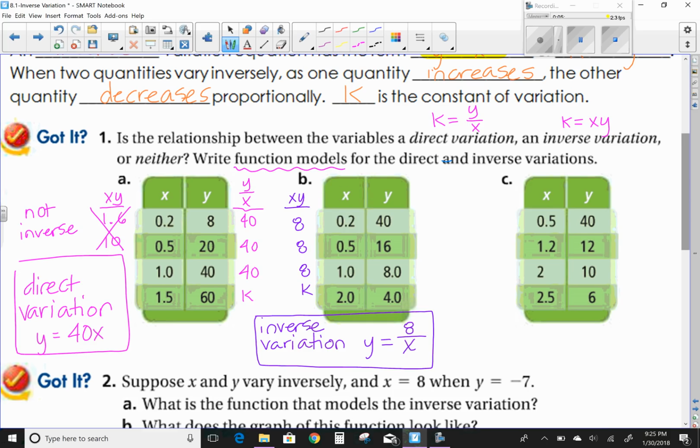So we have, if I multiply the numbers, 0.5 times 40 is 20. 1.2 times 12 is 14.4. So it is not, multiplying is inverse, so it's not inverse. And then I'm going to come over here and divide those. 40 divided by 0.5 is 80. And 12 divided by 1.2 is 10. And those are not the same, so we know it's not direct. And therefore, the answer to this one is neither.